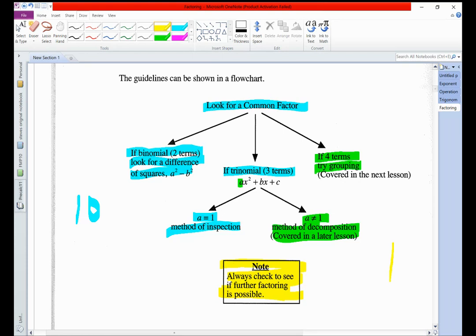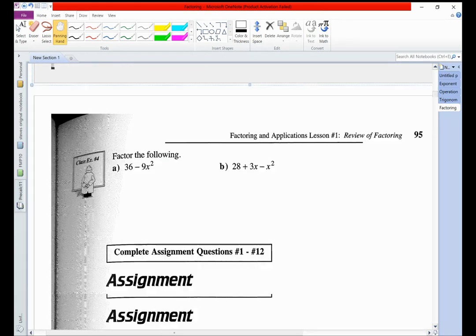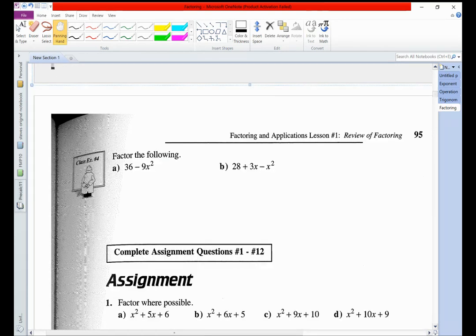I've got 2 more examples I'm going to do for you here, just because they're a little bit weird and I think we should cover them. The first one is 36 minus 9x squared. So according to that flow chart, we want to try to remove any common factor that we can. If you look at this, you can see that I can actually pull out a 9. 36 divided by 9 is 4, and x squared divided by 9 is x squared.